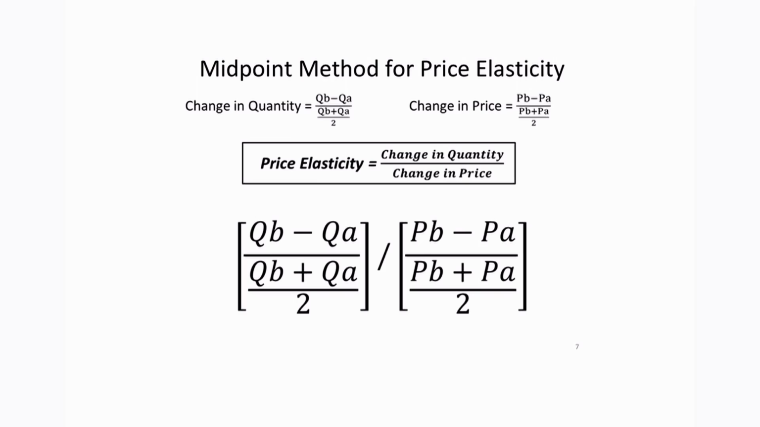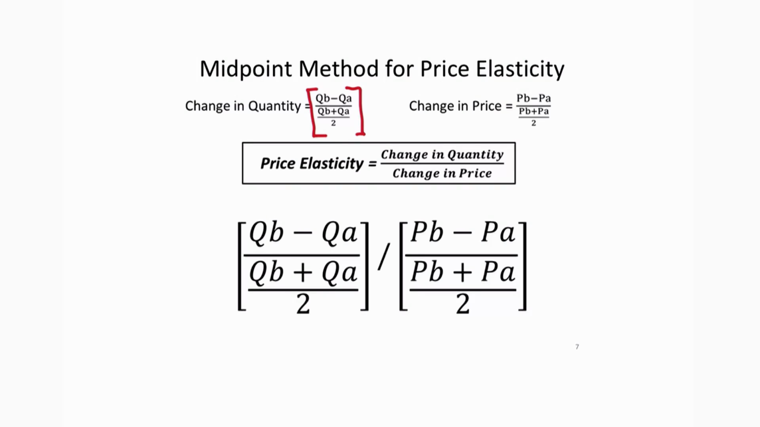So how do we calculate this? Well, to calculate elasticity, we use something called the midpoint method. And what we are interested in calculating here is the change in the quantity over the change in the price. So the change in the quantity, as you can see here, is going to be QB minus QA divided by (QB plus QA) divided by 2. That will be our numerator.